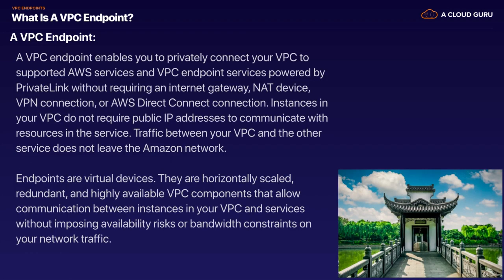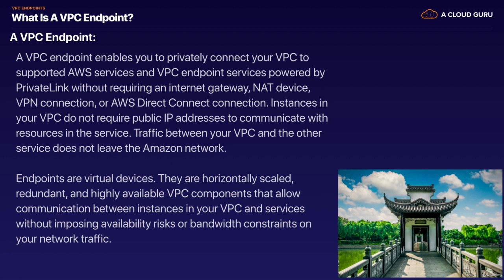A VPC endpoint enables you to privately connect your VPC to supported AWS services and VPC endpoint services powered by PrivateLink without requiring an internet gateway, a NAT device, a VPN connection, or an AWS Direct Connect connection. Instances in your VPC do not require public IP addresses to communicate with resources in the service. So traffic between your VPC and other services does not leave the Amazon network. It's a way of traversing your traffic without having to leave the Amazon network. You don't need to go over the internet.